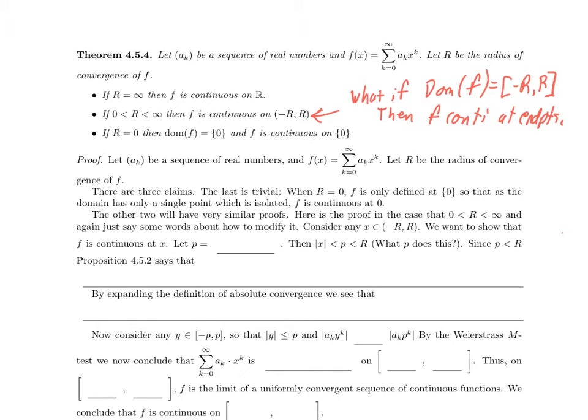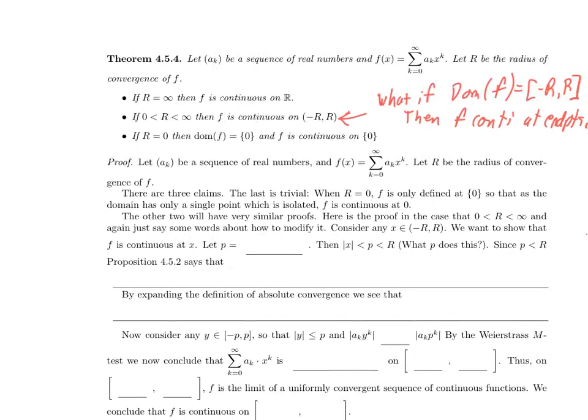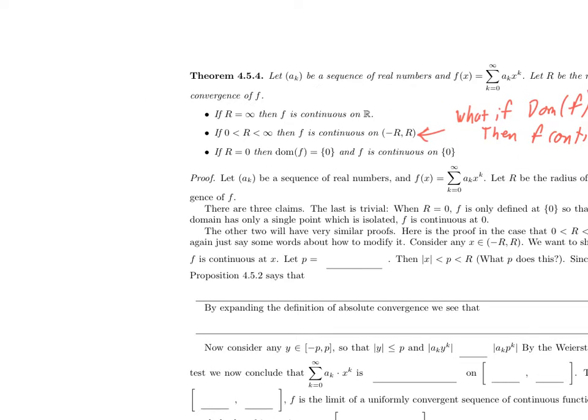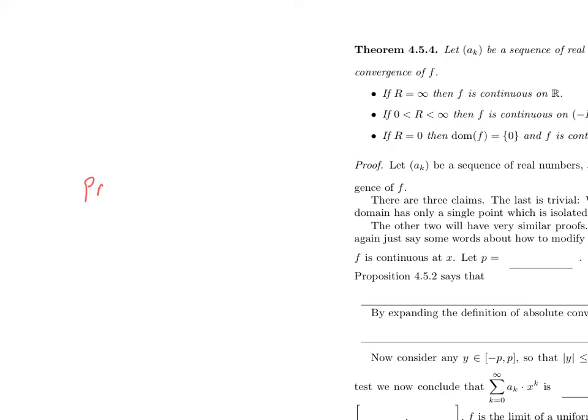Let a_k be a sequence of real numbers. Let f of x be the power series, the sum from k equals 0 to infinity of a_k x to the k. Let r be the radius of convergence of f. And here is what I will remind you of from Proposition 4.5.2, which you should remember because you should have watched this just seconds ago. Proposition 4.5.2 says that if the absolute value of p is less than that radius of convergence, then the series of a_k p to the k, so if you like f of p, converges absolutely.